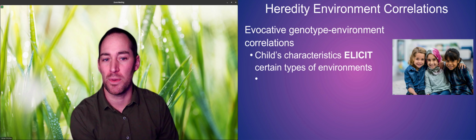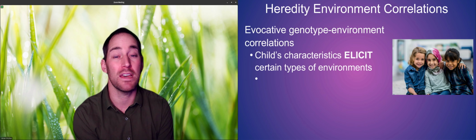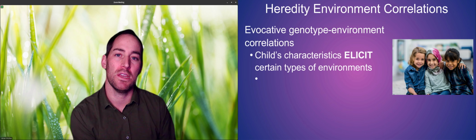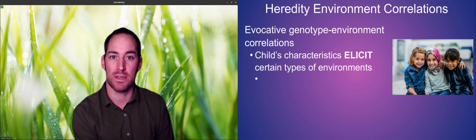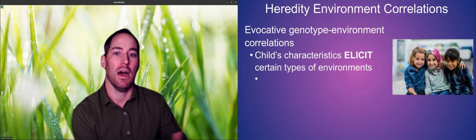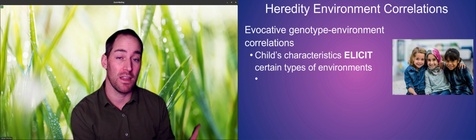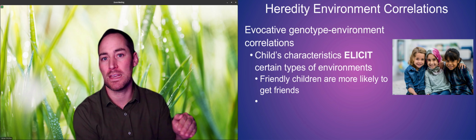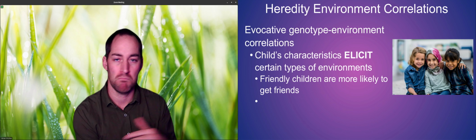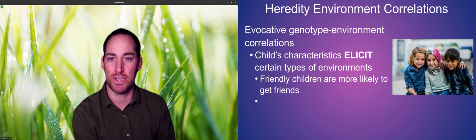Another type of gene-environment correlation is evocative. This is when the organism's or child's characteristics elicit a type of environment. So their actions and their genes elicit responses from their environment. An example of this: let's pretend being friendly is 100% genetic. It's not, again, just an example.